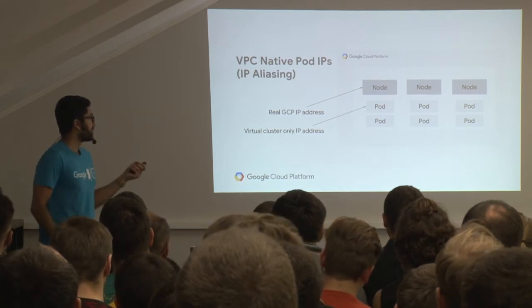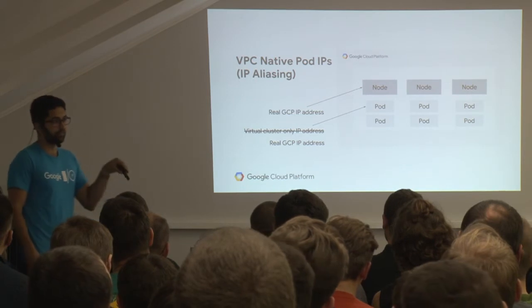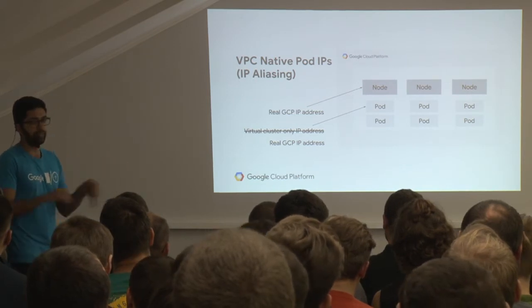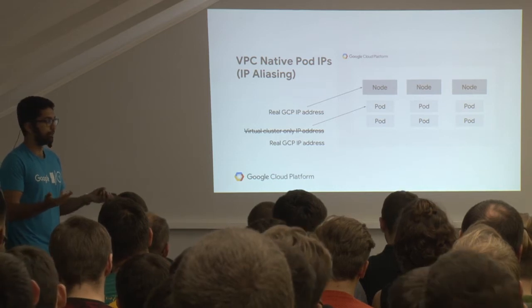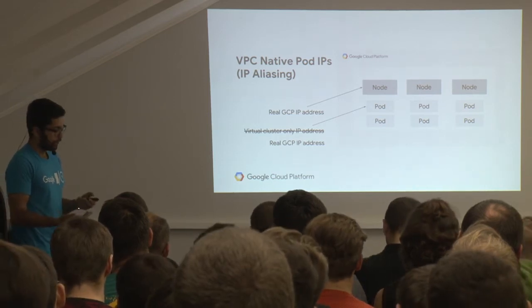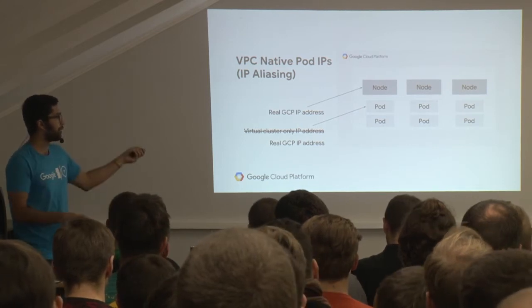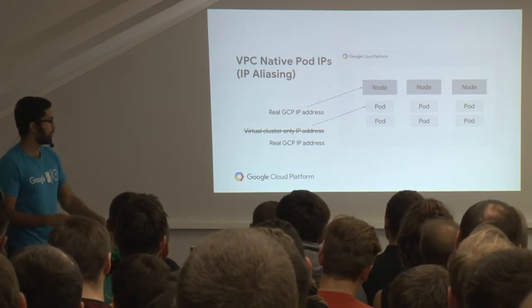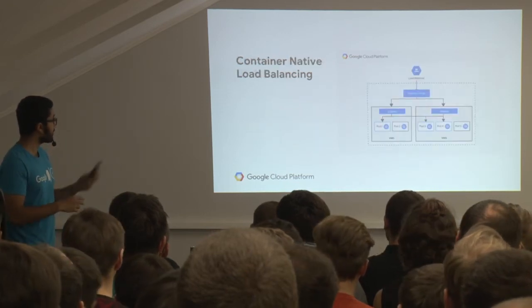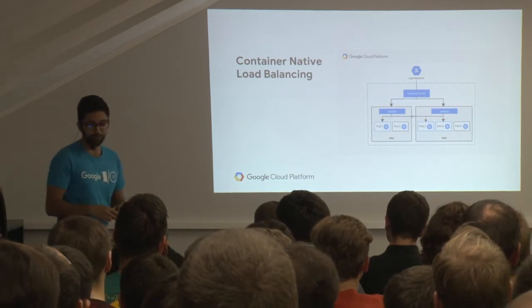So with IP aliasing, pods actually get real native IP addresses on the VPC, right? So they just look like any other VM from a networking standpoint. So this unlocks a ton of potential stuff. This came out a few months ago, and then a bunch of new features were built on top of it. The first thing, I think this just became GA last week, so hopefully you didn't know about this.